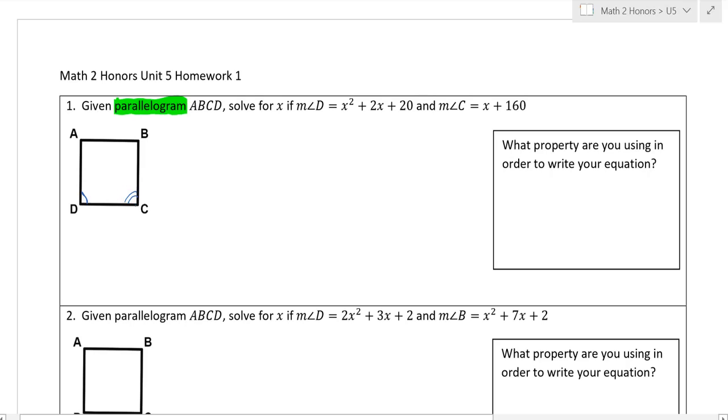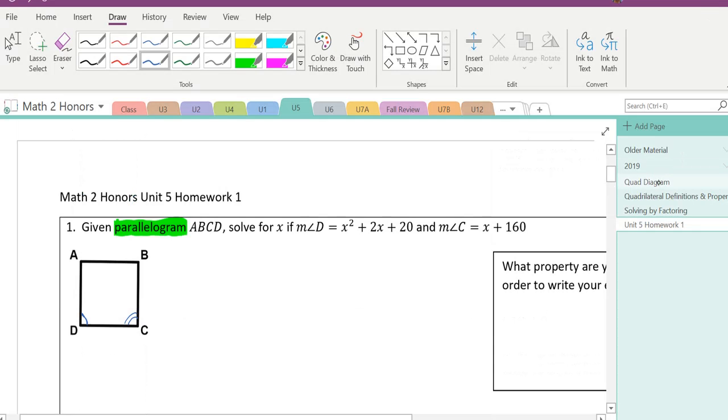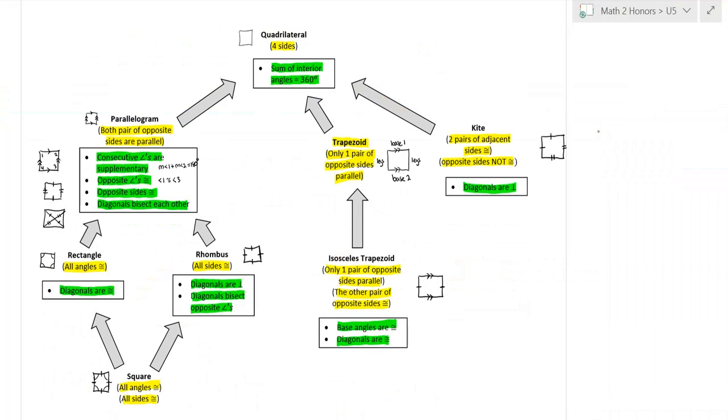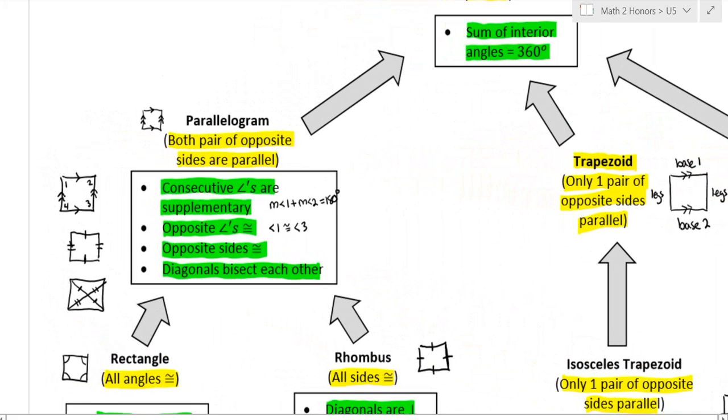Okay, and I want to know how they're related to one another, because if I know how they're related to one another, then I can write an equation to help me solve for x. But in order to do that, I have to know something about parallelograms, right? So that's why I'm saying we really have to know what's going on here. And in a parallelogram, we have 4 properties that might apply. We're dealing with angles. Only 2 of these properties deal with angles. One is consecutive angles are supplementary. The other one is opposite angles are congruent.